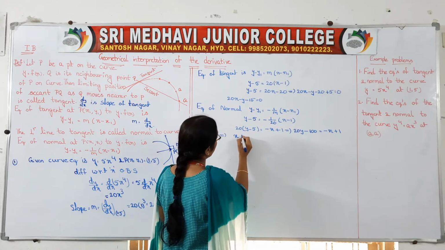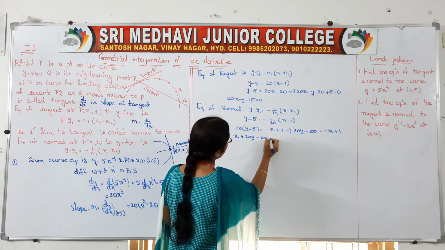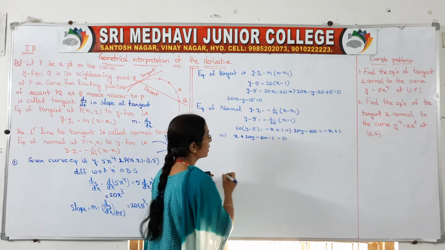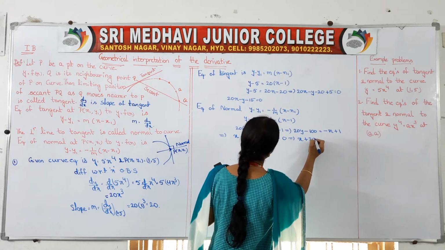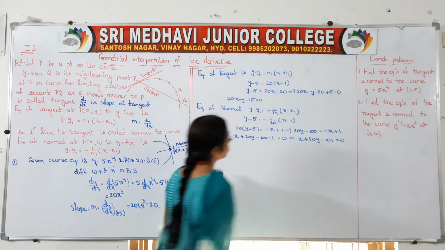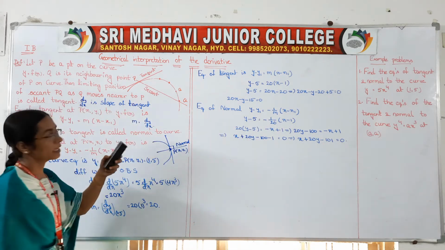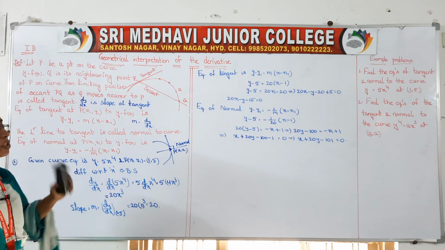So it is x plus 20y minus 100 minus 1 is equal to 0. So finally it is x plus 20y minus 101 is equal to 0. This is your equation of the normal. So the first question is over.